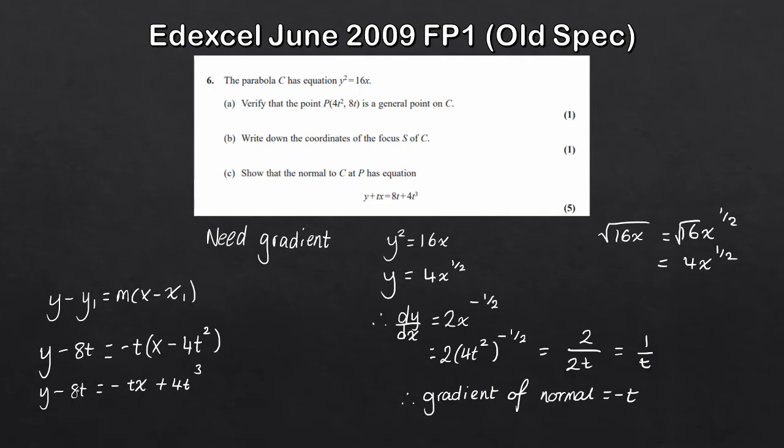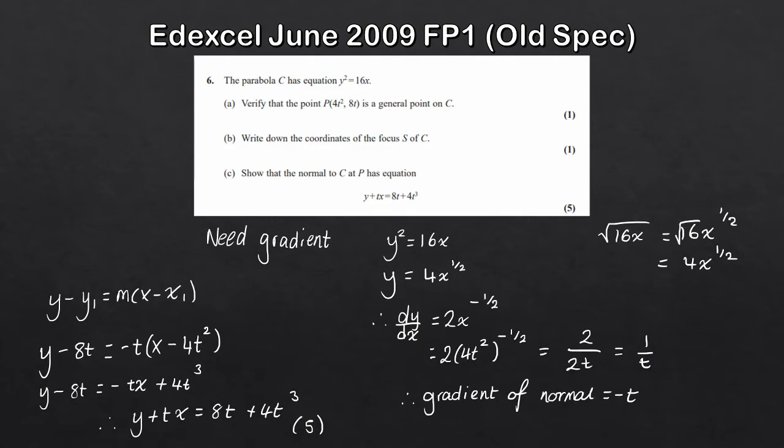So at this point here, this is looking pretty good. We've got y minus 8t is equal to minus tx plus 4t cubed. And if you notice the expression we're aiming for, that's y plus tx equal to 8t plus 4t cubed. So at this point, if you can spot it, all you've actually got to do is add 8t to both sides and then add tx to both sides here. So we get the final solution of y plus tx is equal to 8t plus 4t cubed there. And there we have it. So that is the normal to C at the point P. So for 5 marks for that, I don't think there's anything too crazy. Just be careful with your differentiation. So there we have it.